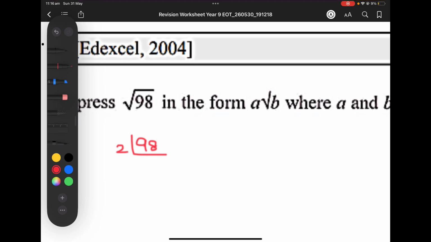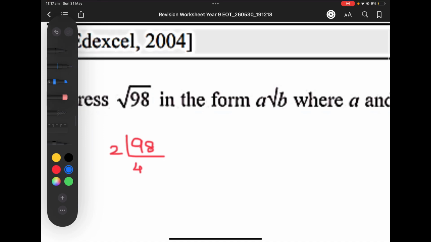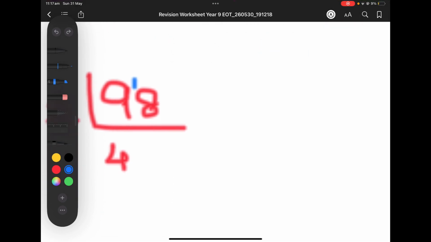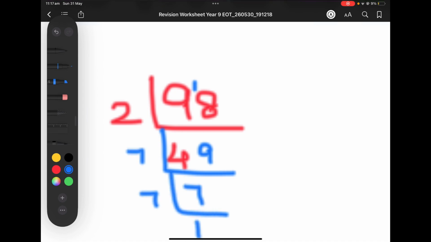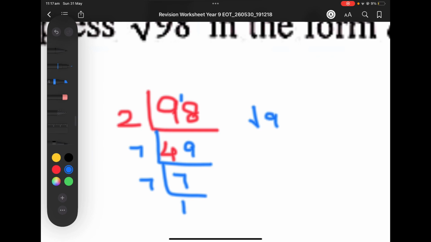So 2, it is an even number, it goes with the 2 times table. 2 4s are 8, and the remaining one goes on the top of 8. This becomes 18 now. So what do you do for 18? 2 9s are 18, and then 49 comes in the 7 times table. 7 7s are 49 and 7 1s are 7.